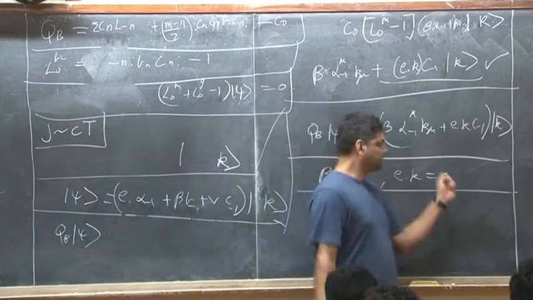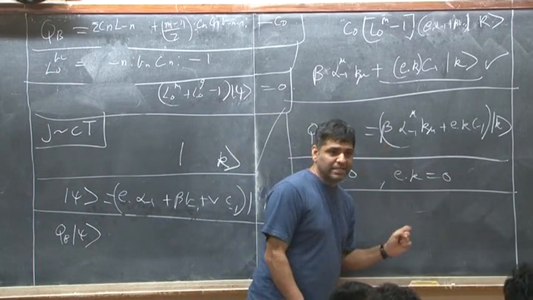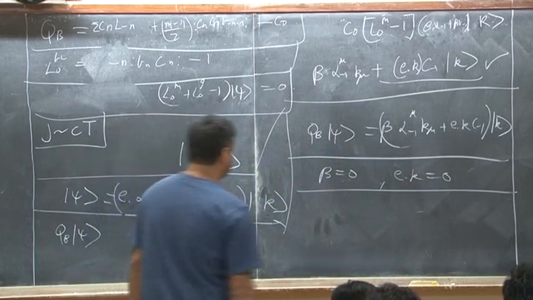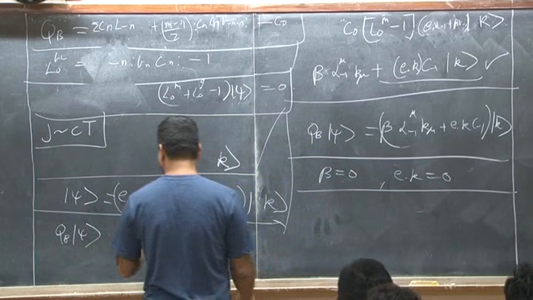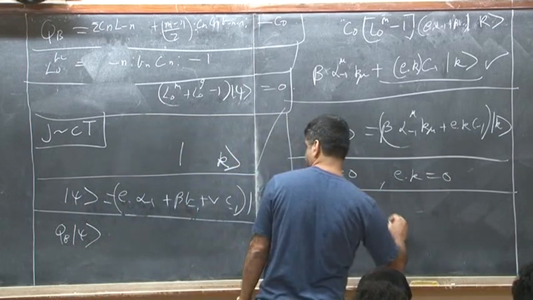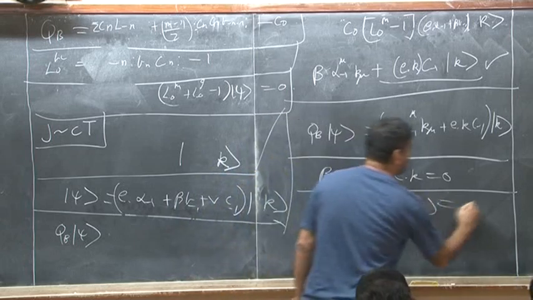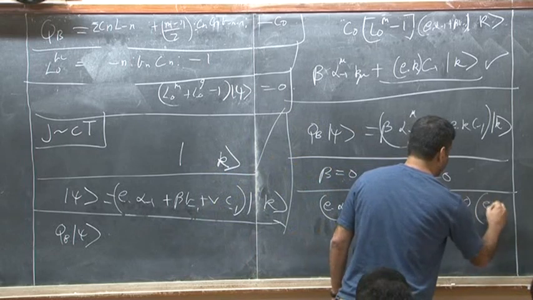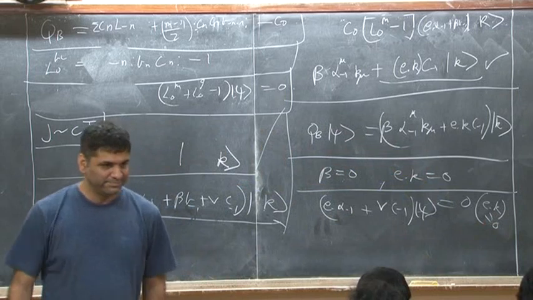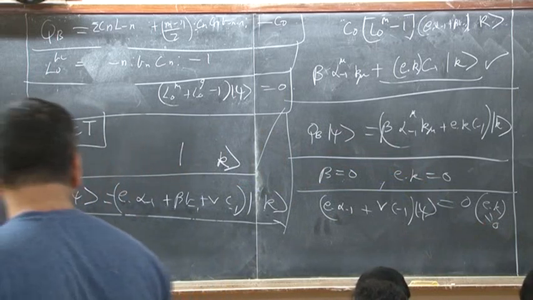Okay, excellent. So in order for the state to be BRST closed, it has to obey these conditions. That means which states are BRST closed? Let's review. E dot alpha minus 1 plus gamma c minus 1 on psi equals 0 are closed provided E dot k is 0. Is this clear?